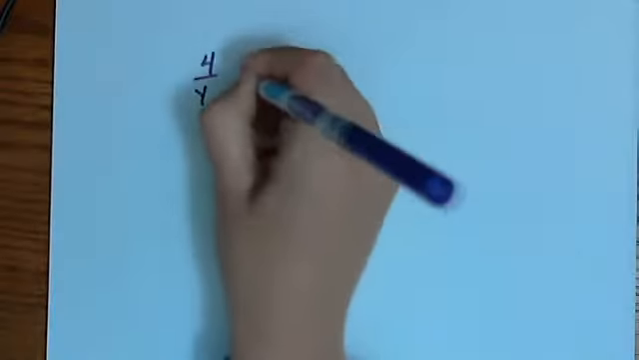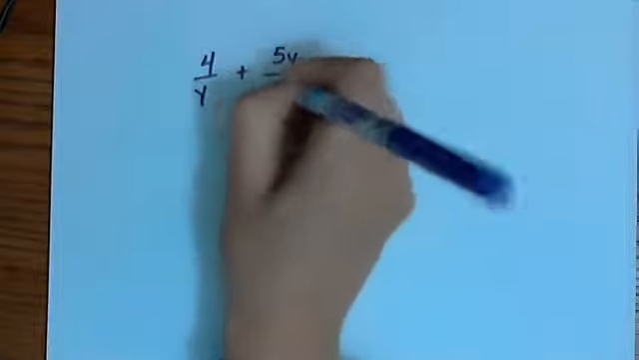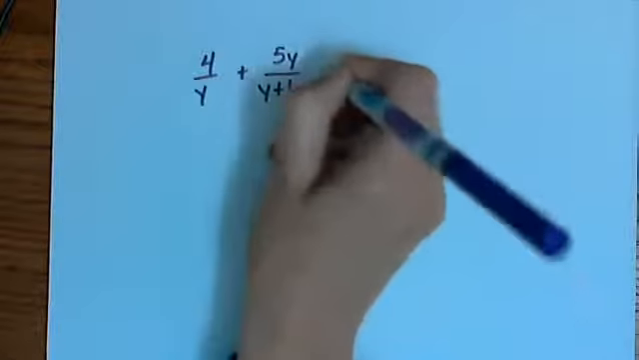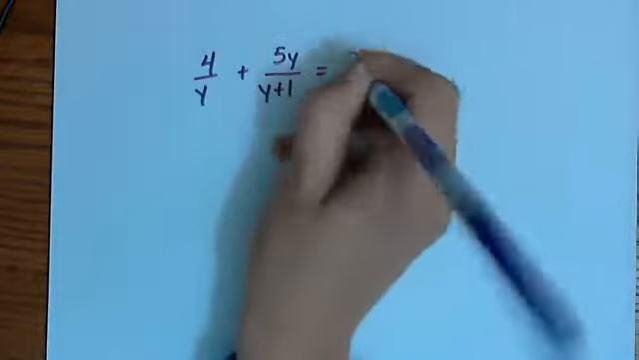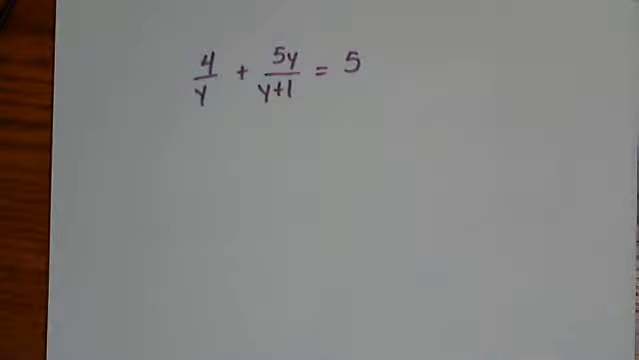Okay. Let's do another example on the top of the next page. This time the starting problem that they give us is 4y plus 5y over y plus 1 equals 5. Okay, how do we do this one? Now we don't have just two rational expressions.